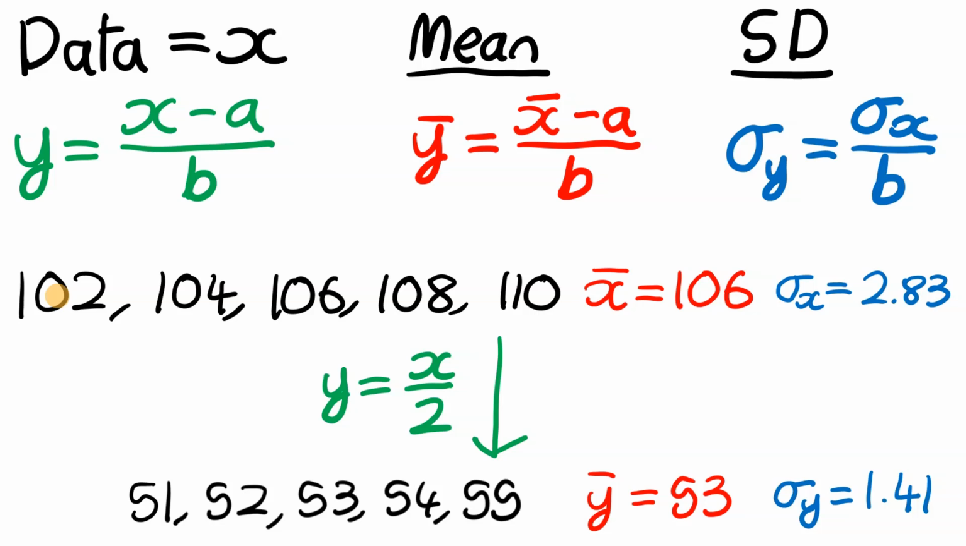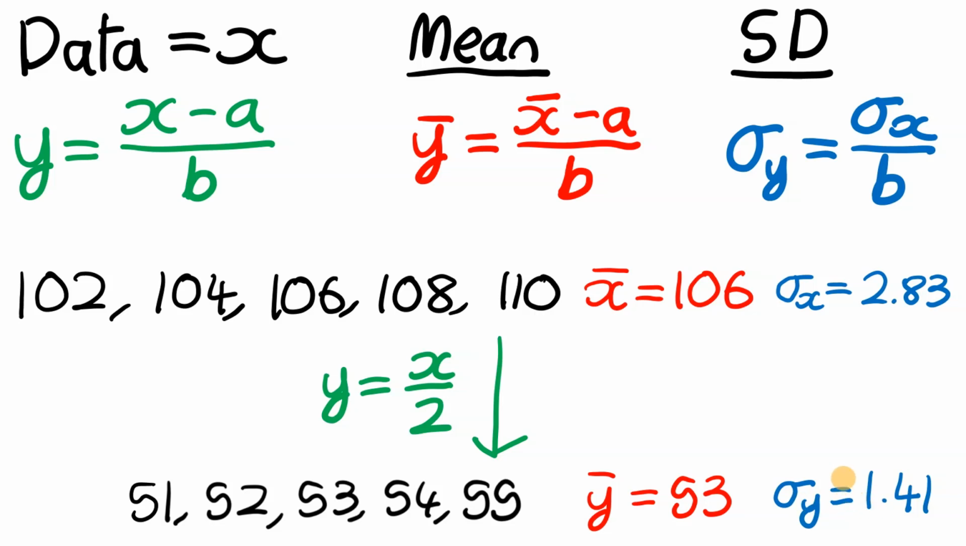So here's another example. I've used the same data set here, but I've used different coding. y is equal to x over 2 to give this coded data set here. And we can see that the mean has been divided by 2, but this time the standard deviation has also been divided by 2 as well. And you can kind of see this in the data compared to this one, the data has been squeezed by a factor of 2. So therefore the standard deviation has also been divided by 2.